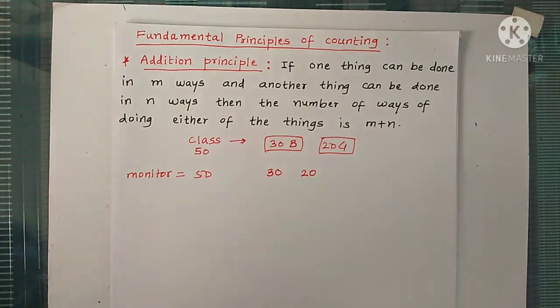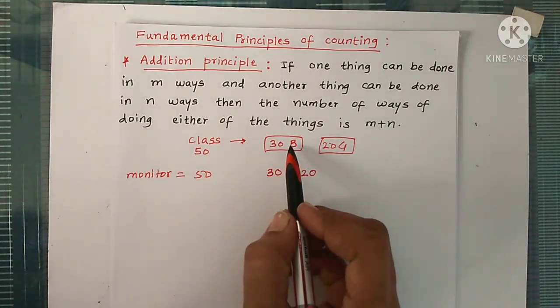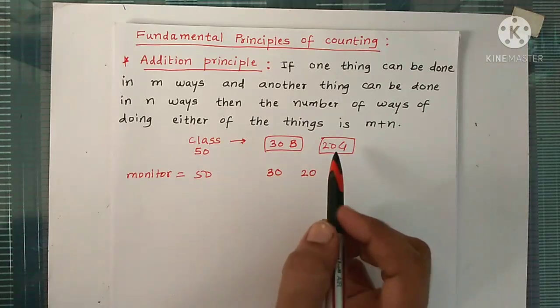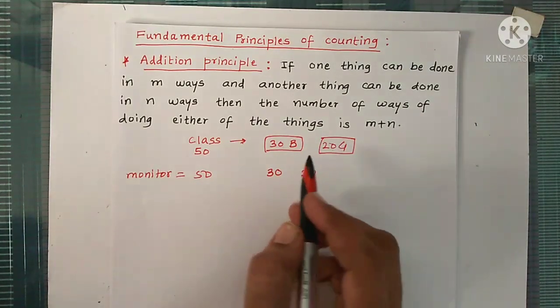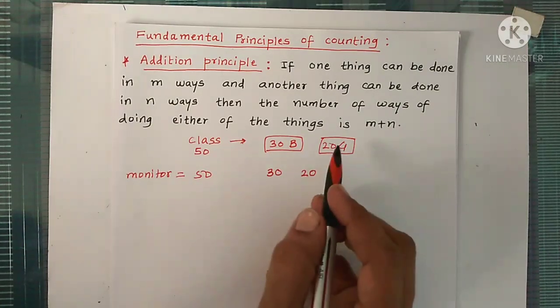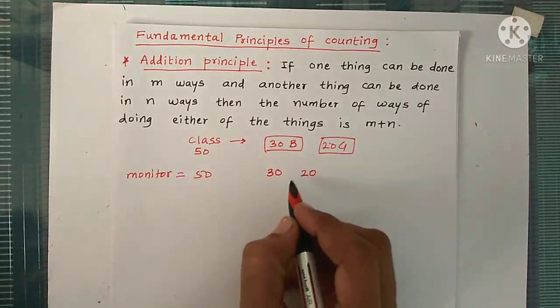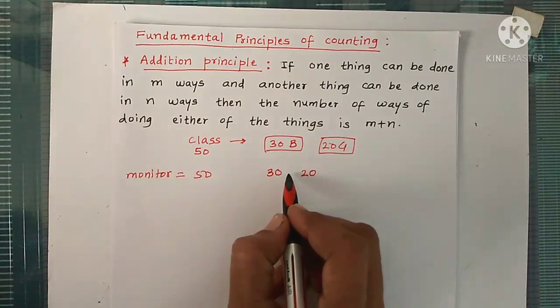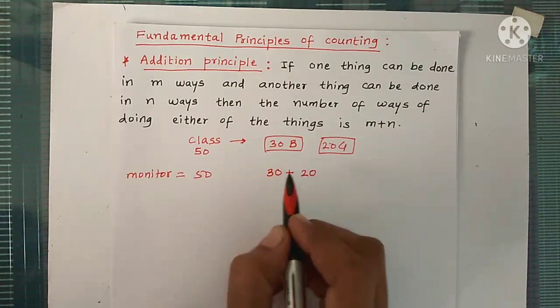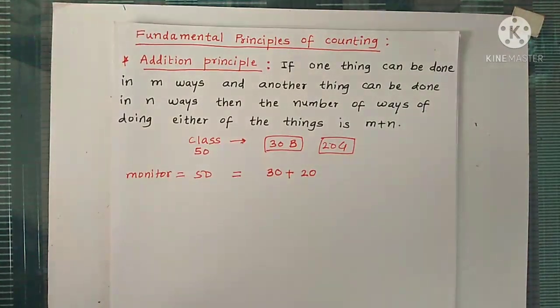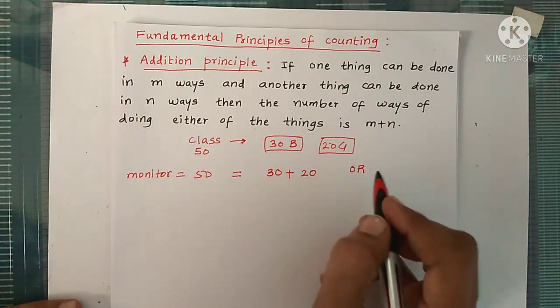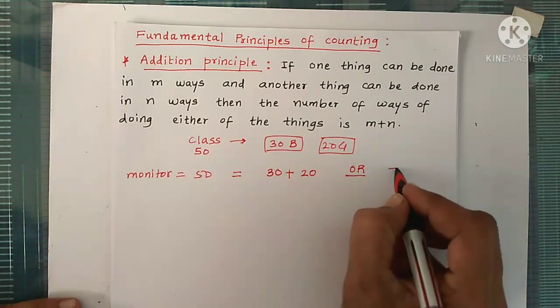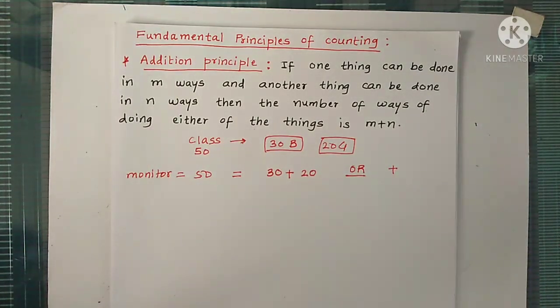So a monitor can be selected from these 30 boys or can be selected from 20 girls. So a boy can be selected in 30 ways and a girl can be selected in 20 ways. So the number of ways of selecting either of them is 50. Okay. So whenever we have this word or, then we have to add. So that is the principle.